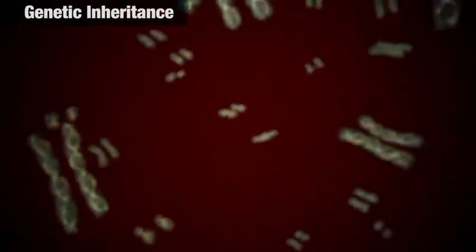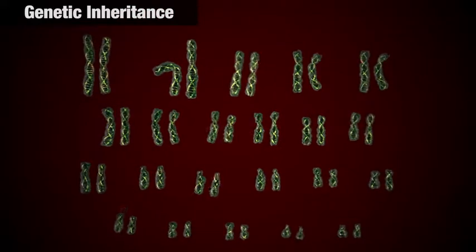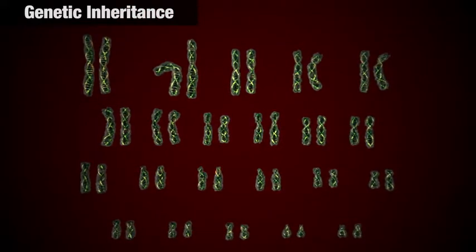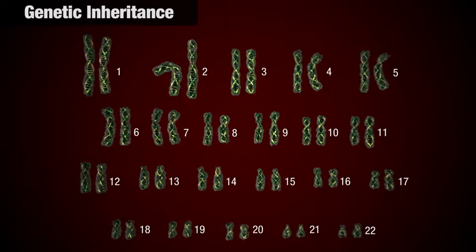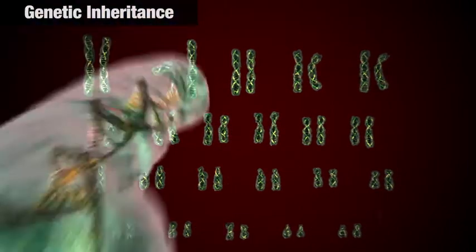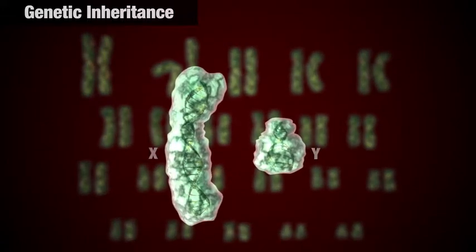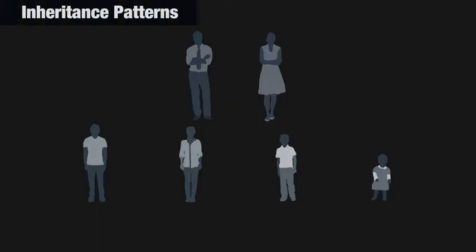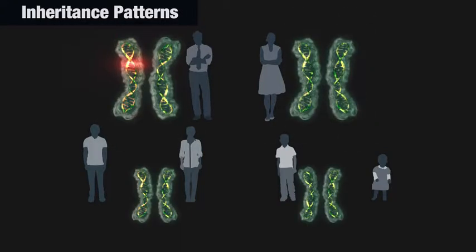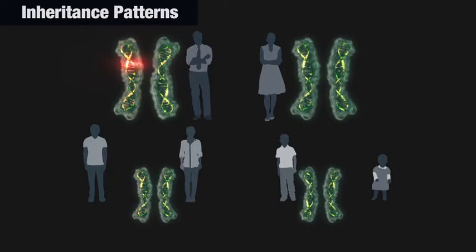Genetic inheritance can be described as either autosomal or sex-linked. An autosome is a chromosome which is not a sex-determining chromosome. Sex-linked chromosomes are X and Y chromosomes, which determine the gender of the child. Inheritance patterns help us to predict if a family member is likely to pass on a mutated gene, which could cause vision impairment.